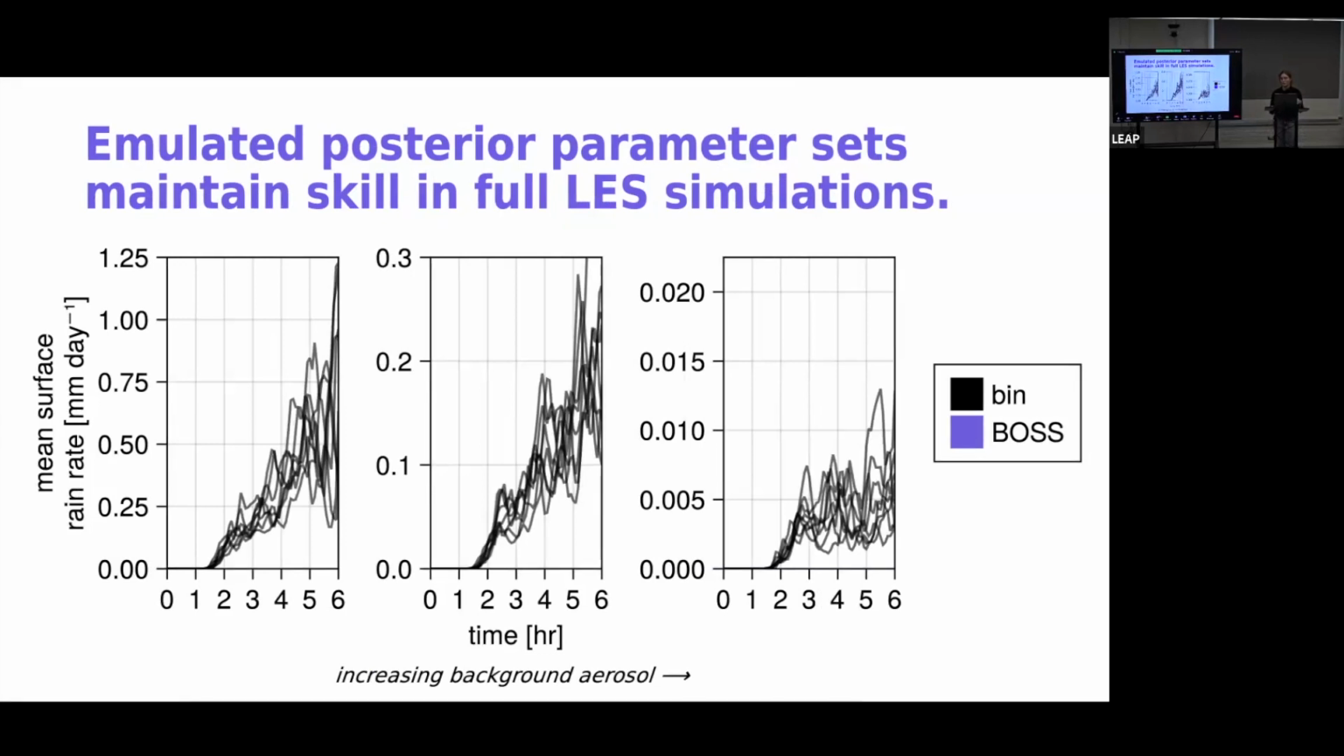The only thing that's different between these individual bin runs is a different random number to initialize the simulations. And if we look at BOSS runs drawn from that posterior distribution, we can see that we're capturing the bin model results, even though we didn't use any of the time evolving information to inform our constraints.